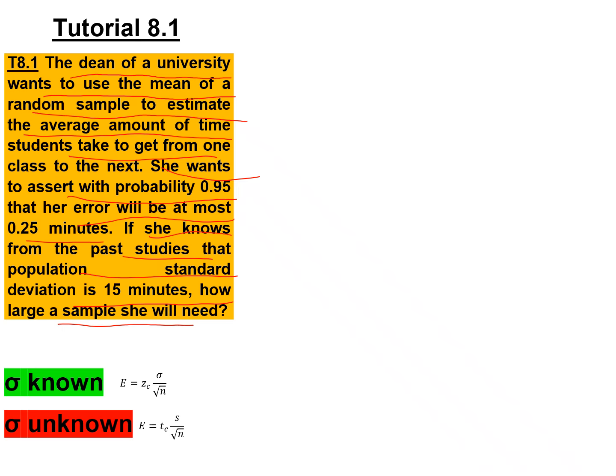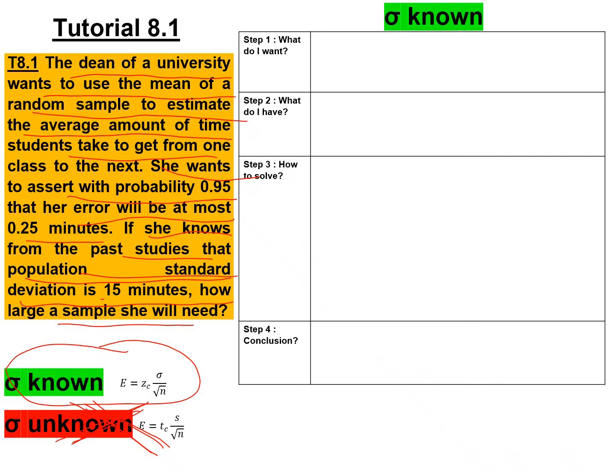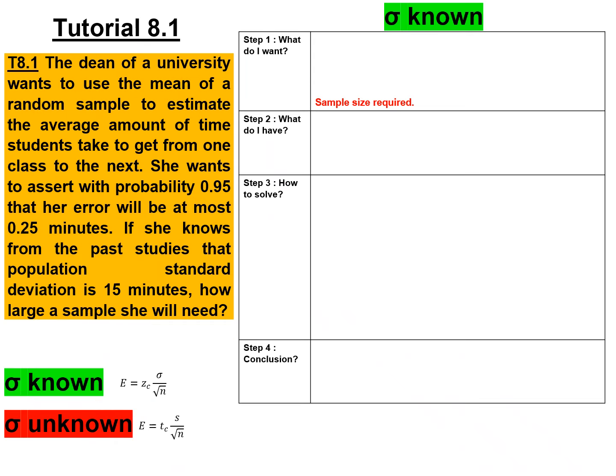So for this case, since we know the population standard deviation, we're going to use this formula. We are not going to use the unknown formula. Following the 4 big steps, what do I want? At the end, how large a sample does she need? How many students does she need to survey? At the end, we want to know the sample size. We want to know the n.